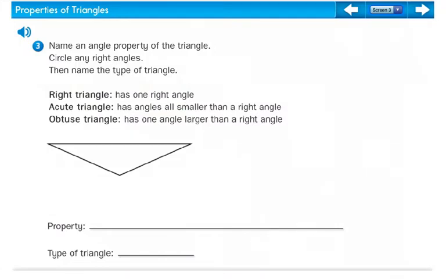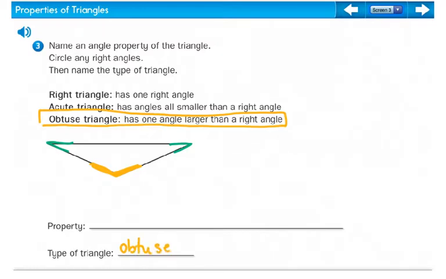Number 3. Here's a vertex. That's an acute angle. This is an acute angle, but I'm looking here. This is greater than 90 degrees, this angle. That's an obtuse angle, so therefore, because it has one angle that's larger than a right angle, it would be an obtuse triangle. All it needs is one, so go ahead and fill that in your math journal on page 57.